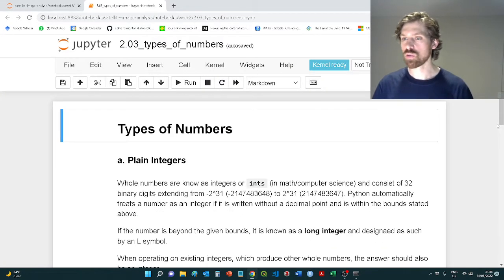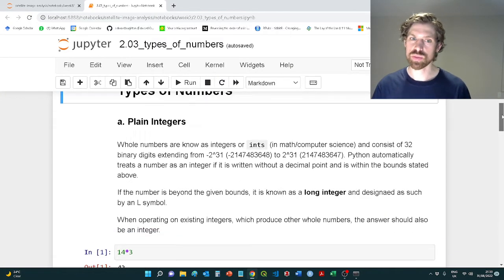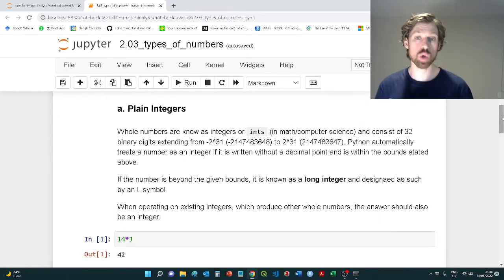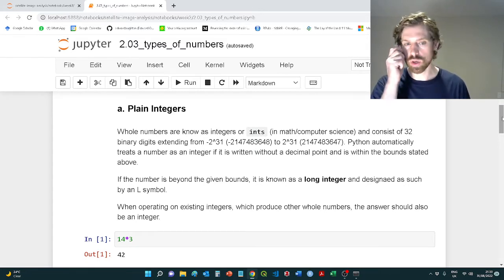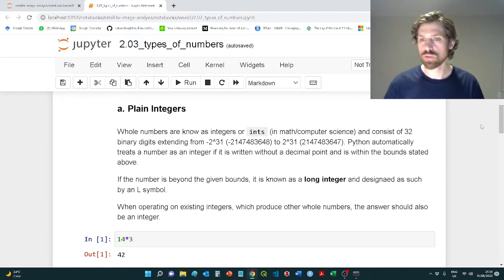Okay, so I've already alluded to the fact that we have different types of numbers in the previous examples when I was talking about whole numbers or integers. Here I'm going to give you a little bit of an overview as to what they are, and you can work through this Jupyter notebook in very specific detail. Here I'm just going to provide you with a high-level overview of what's going on.